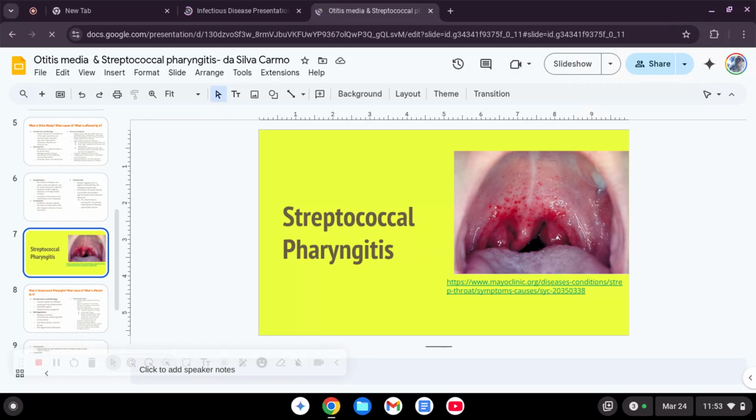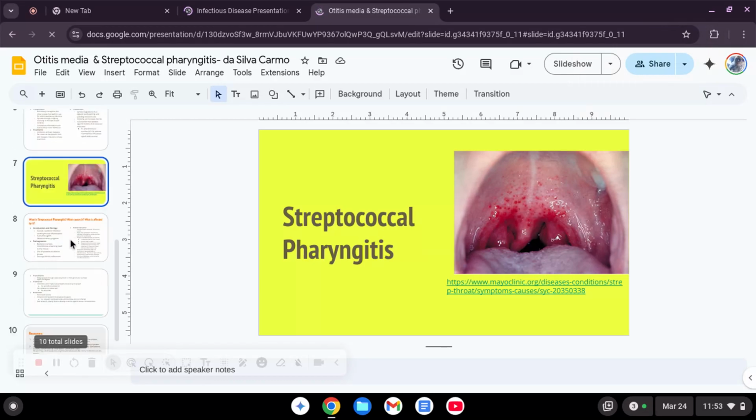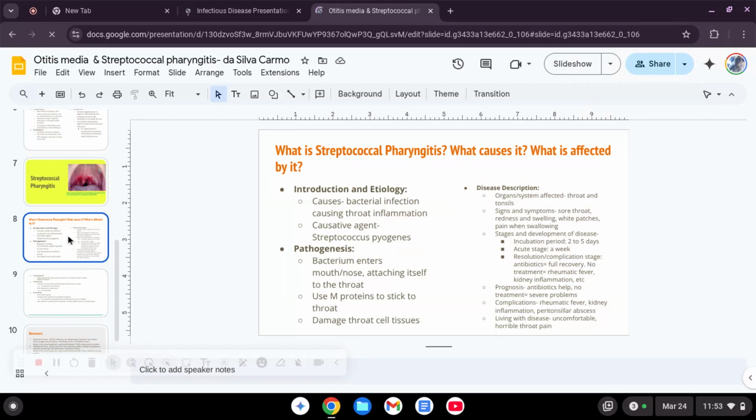And the Streptococcal pharyngitis, I'm not sure if I'm saying that correctly, but in other words, strep throat. What is strep throat, what causes it, and what is affected by it? It is a bacterial infection that causes inflammation in the throat. It is caused by the bacterium called GAS, or gas. It's right here.